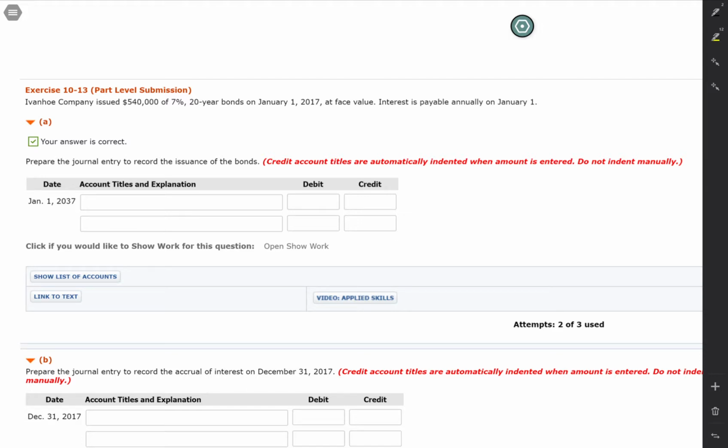Alright, so today we'll be talking about chapter 10, exercise 13, the part-level submission. It says Ivanhoe Company issued $540,000 of 7% 20-year bonds on January 1st, 2017 at face value. Those two words are going to be the key for this exercise. Interest is payable annually on January 1st.